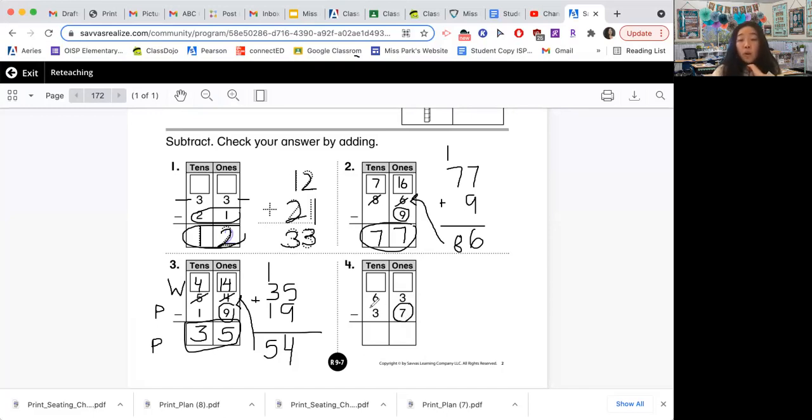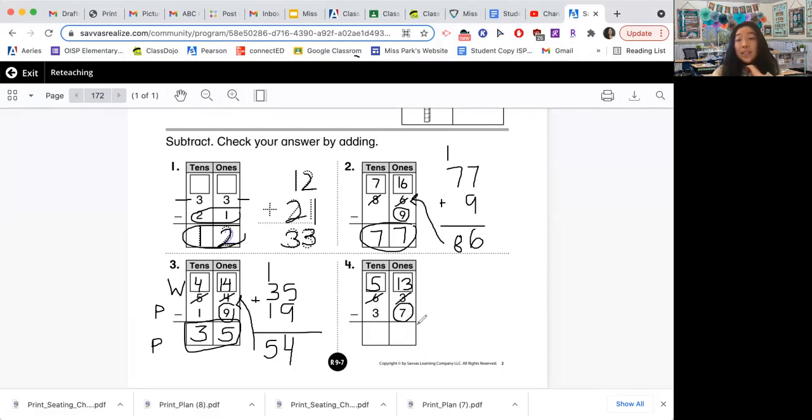More on the floor, go next door and get 10 more. Okay, so we need to borrow one of the 10. So what does 6 become? 5, very good. And then we need to add 10 more. So what does 3 become? Very good, 13, awesome. Thank you guys for participating in the chat.